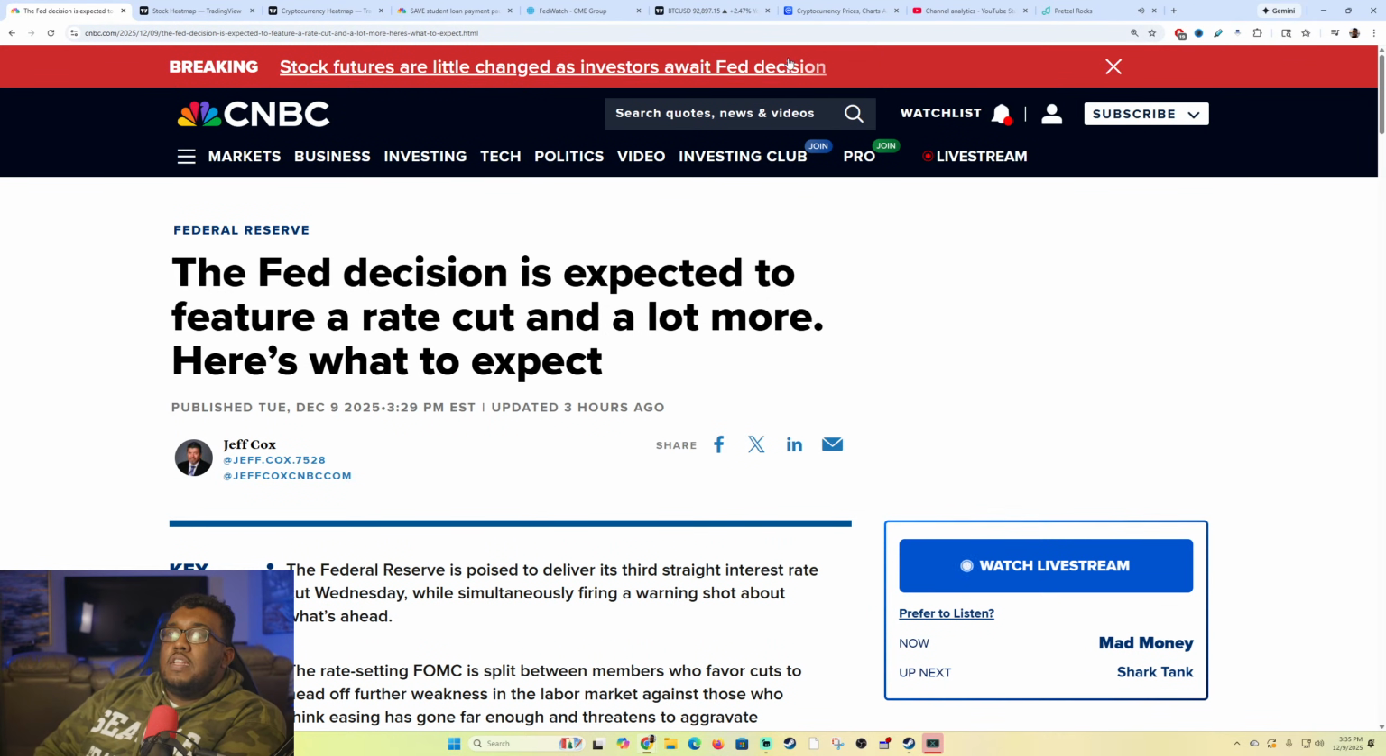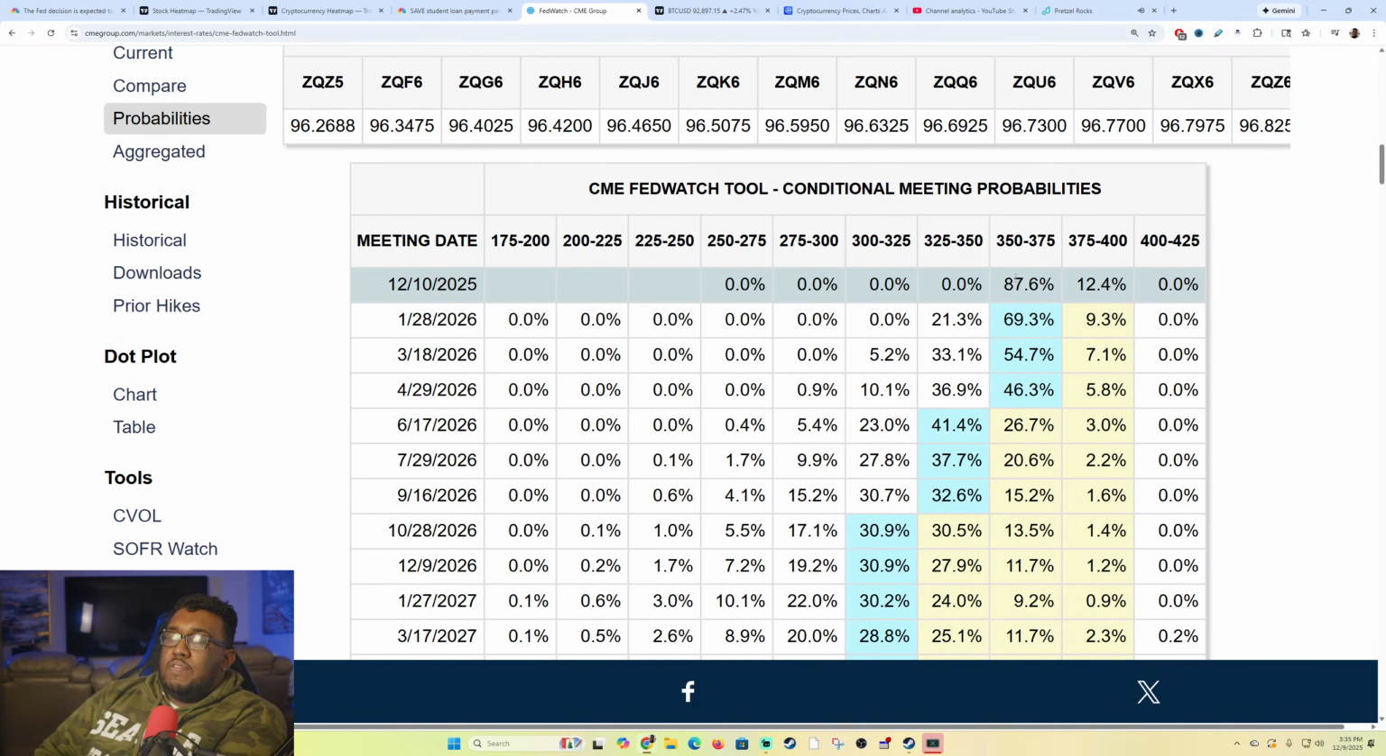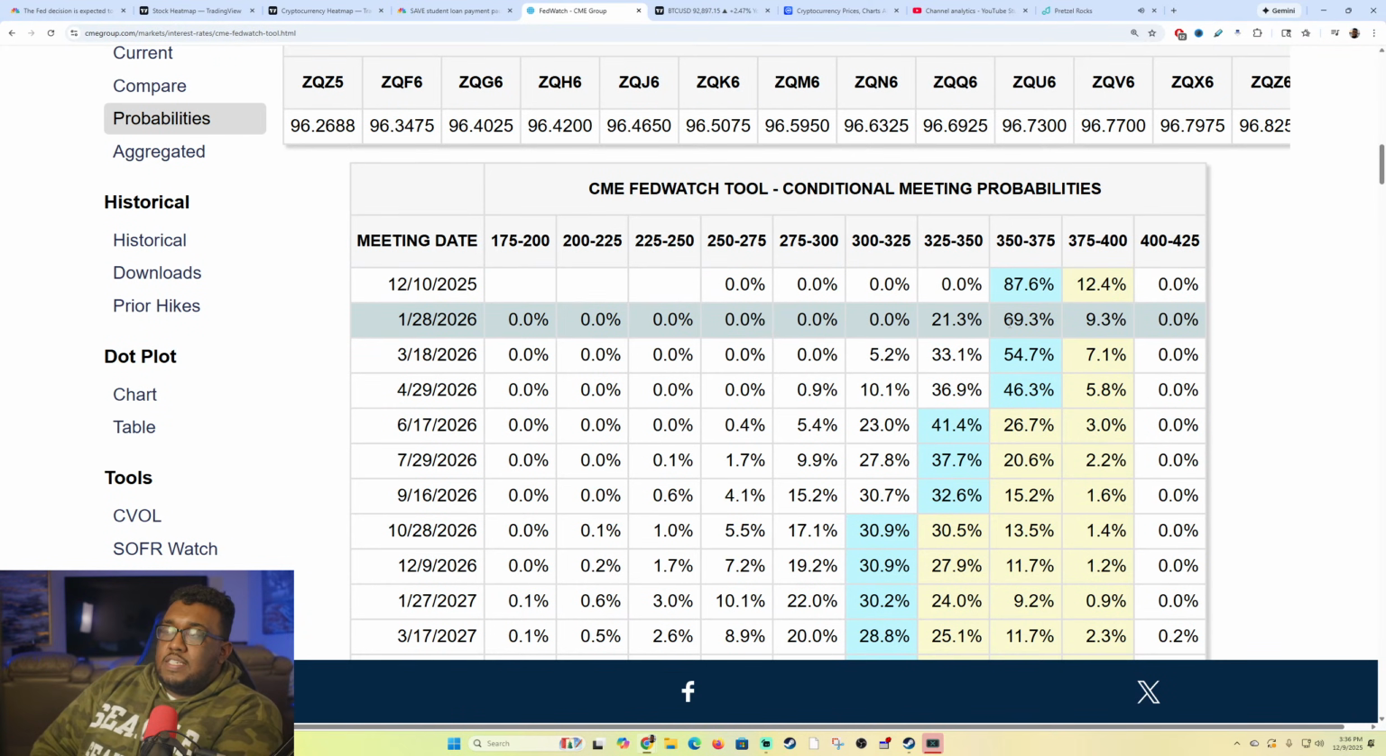And so this is where, if you go over to the CME Group here, you will see that there's an 87% chance we have a cut tomorrow, but there's only a 69% chance that we stay where we are by next month, which means no cut. And then there's only a 21.3% chance of a cut happening in January.